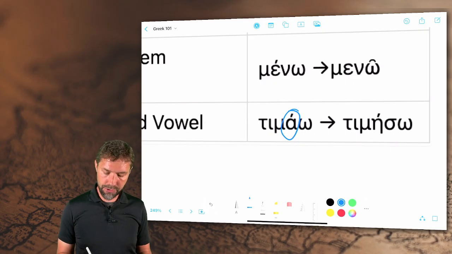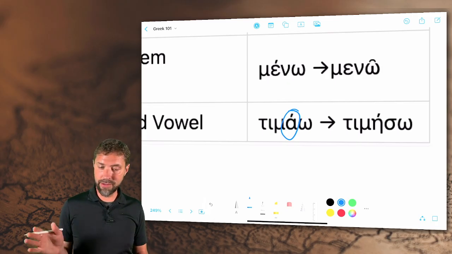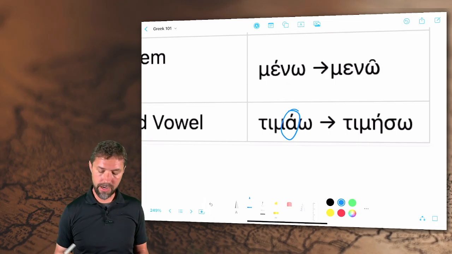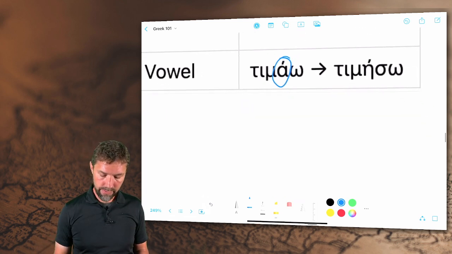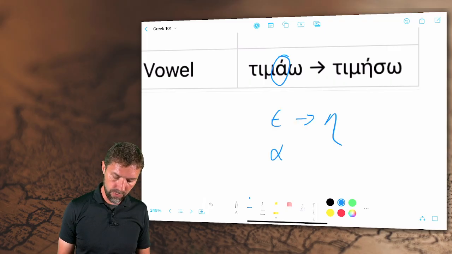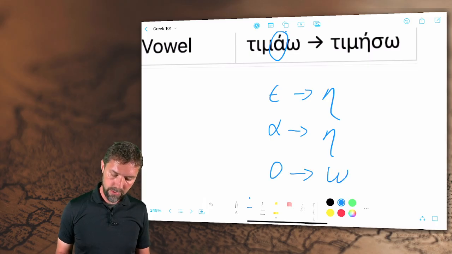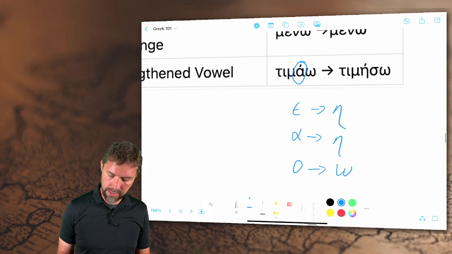We said that if a contract vowel, the alpha in this case, is not in contact with another vowel, there's nothing to contract with, it will lengthen. The lengthening regime that we talked about is that we said that epsilons will lengthen to etas, alpha will also lengthen to etas, and omicrons will lengthen to omegas. Okay, so what you're doing here is exactly that. The timao, alpha, lengthens across to an eta, and we're done.